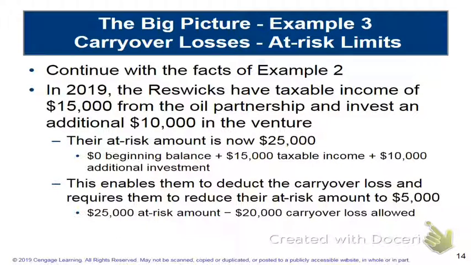All right. So our beginning balance plus the $15,000 plus the 10, what did we carry forward? A $20,000 loss. So now we have a new at-risk amount of $5,000. So even though we put 25 in, we carried forward a $20,000 loss. So our at-risk amount isn't 25,000; it's actually 5. Not bad. Not bad. Make sense?